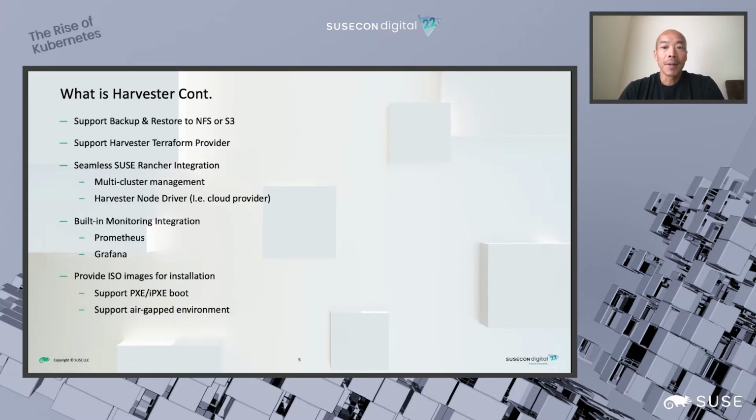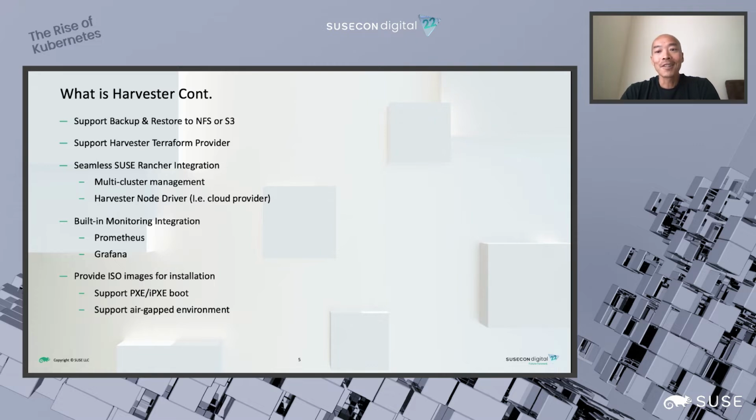VM data can be backed up to or restored from NFS or S3 buckets. It supports Harvester Terraform Provider, which is important for automation using infrastructure as code. Harvester is tightly integrated with Rancher for multi-cluster management. For example, you can import multiple Harvester clusters into Rancher and manage them all centrally. You can easily achieve multi-tenancy by assigning the appropriate security policies for accessing those clusters.